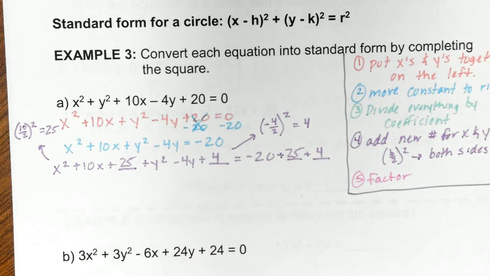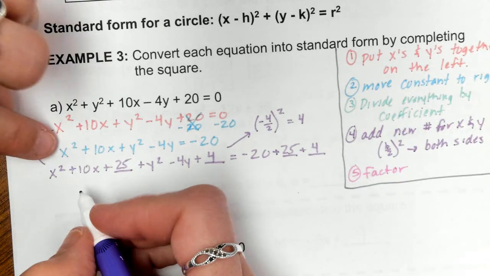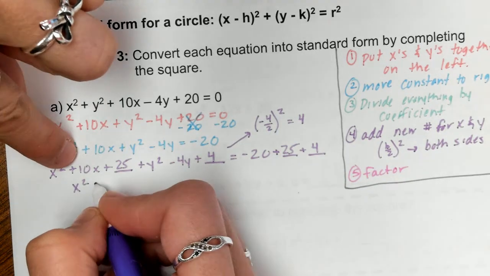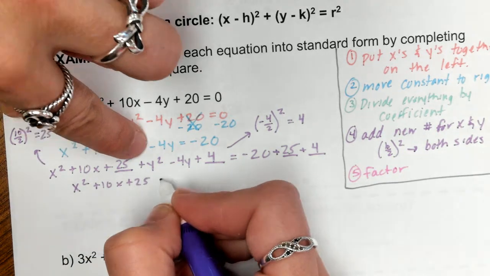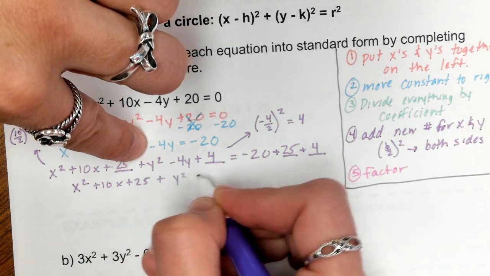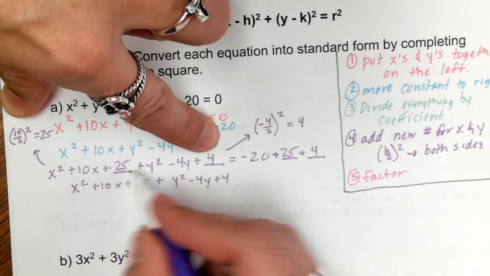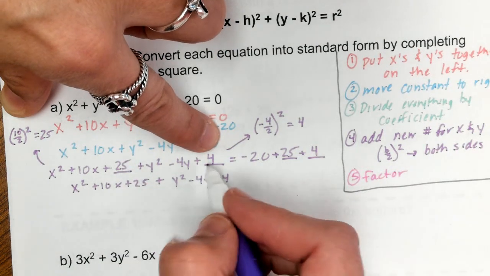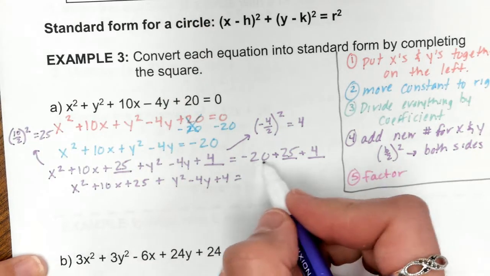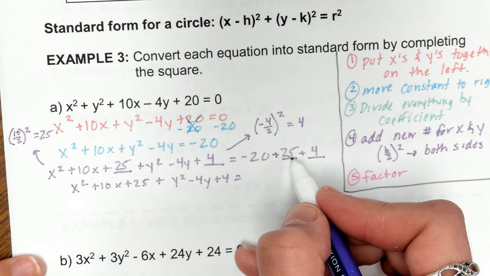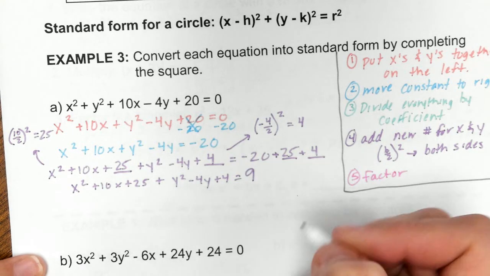And let's write our whole new equation here. Combine these terms. Here I have x squared plus 10x plus 25 plus y squared minus 4y plus 4. Notice I'm not combining those. The 25 goes with x, the 4 goes with y. These we do have to combine. Negative 20 plus a 25 will get me to a positive 5. Plus 4 will give me 9.